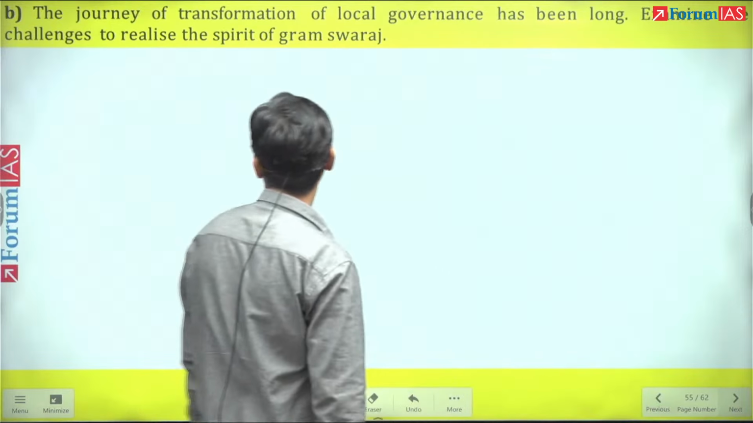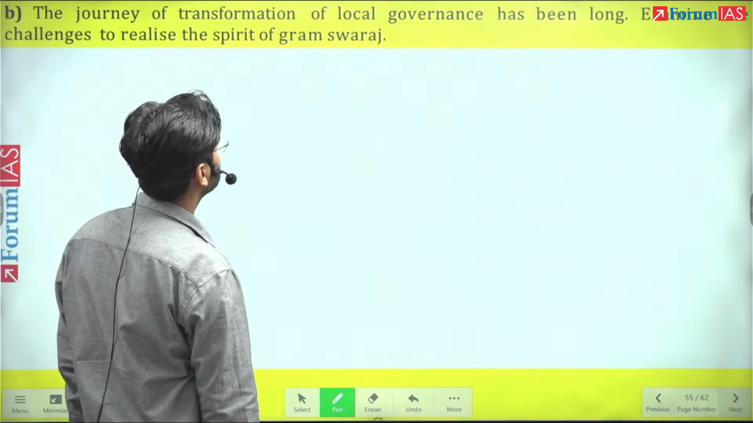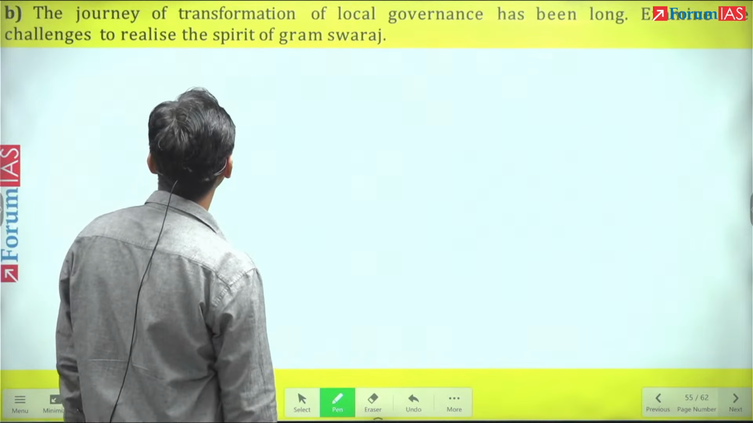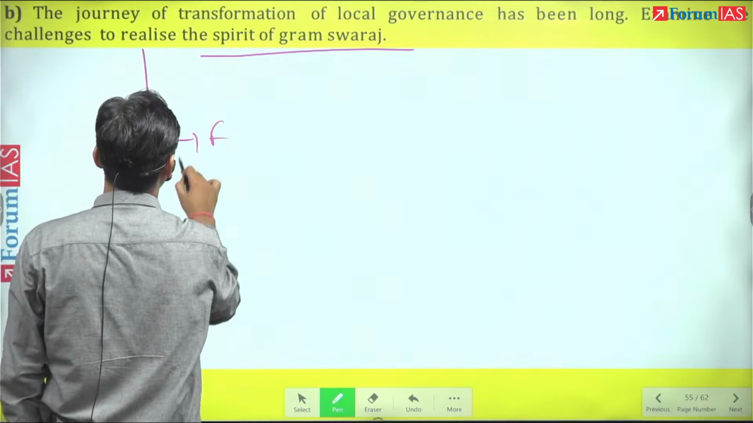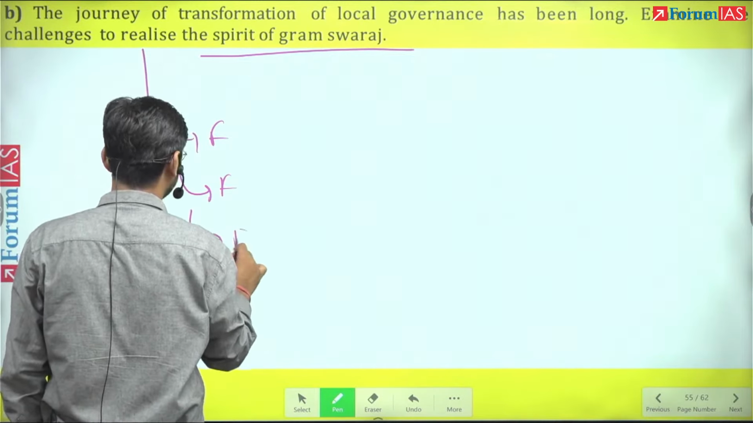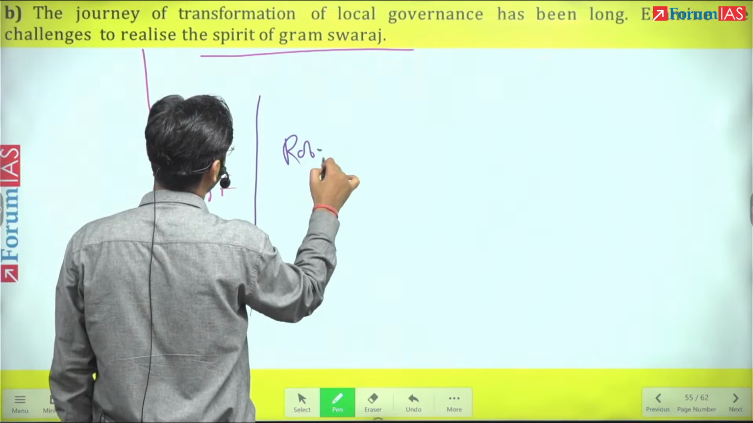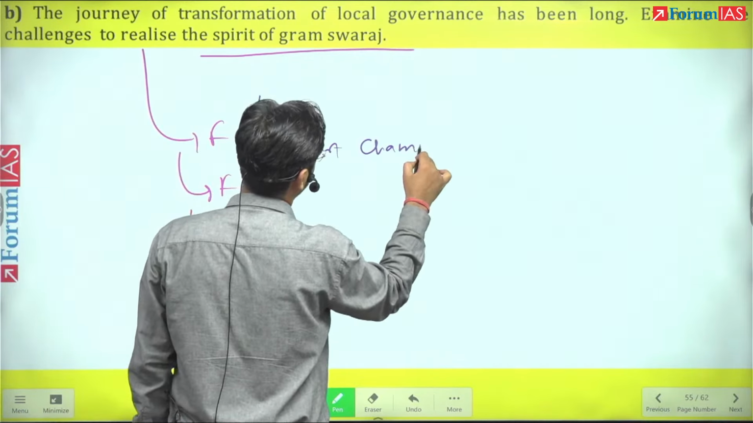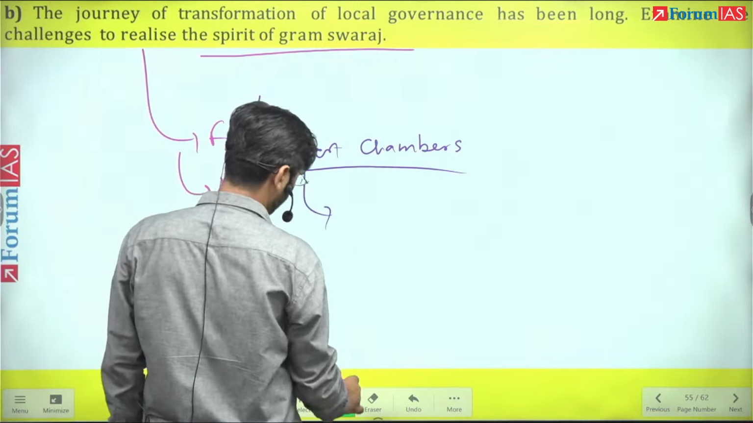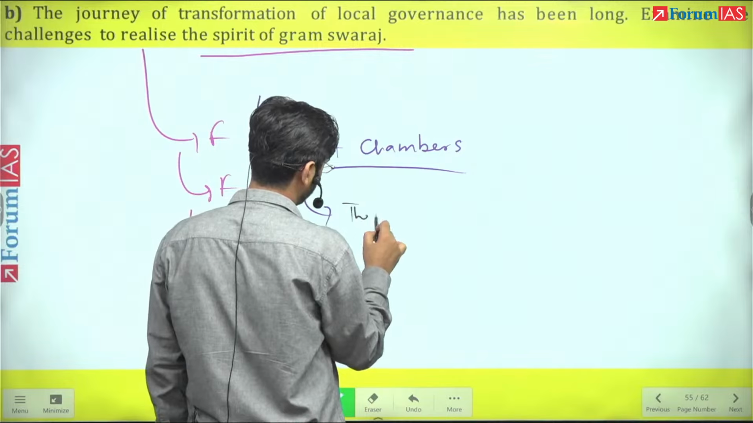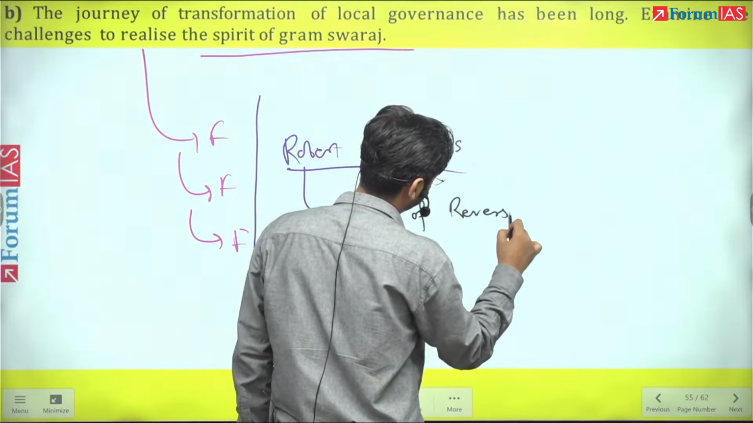Give examples. The journey of transformation of local governance has been long. Examine the challenges to realize the spirit of Gram Swaraj. So funds, functionaries, these are okay. Then bring Robert Chambers here. Helicopter approach, aeroplane approach, the theory of reversals.